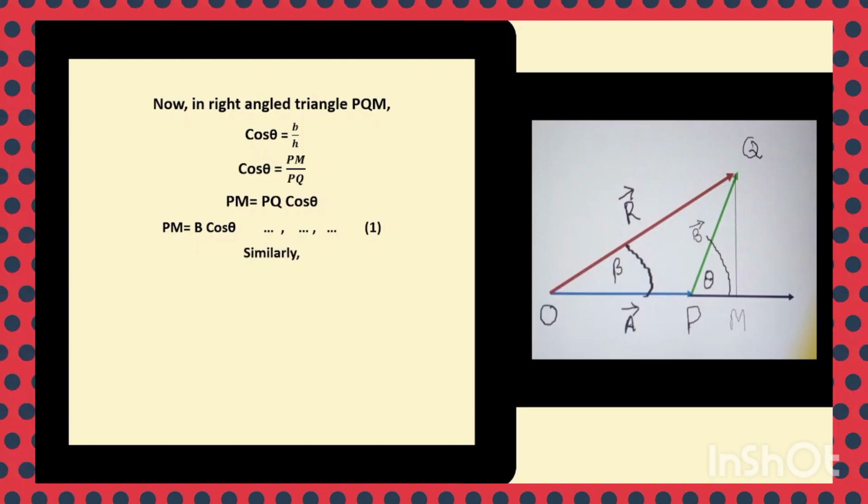Similarly, sin theta is equal to perpendicular by hypotenuse, and sin theta is equal to QM by PQ. Okay, and QM is equal to PQ sin theta, and QM is equal to B sin theta. Okay.